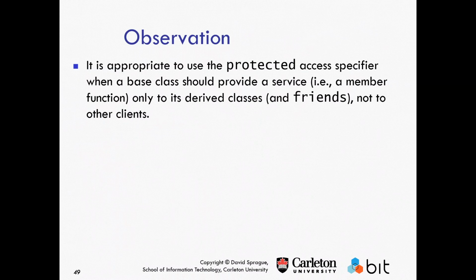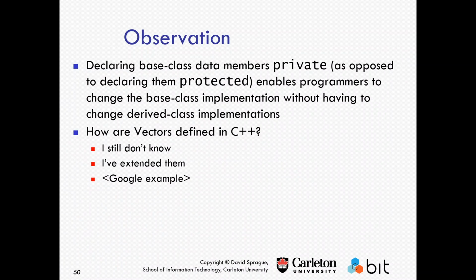It is appropriate to use protected access specifiers when a base class should provide a service, and not provide it to other people. So protected is when you're providing some kind of service and you don't want everyone having access to how things are implemented. Go ahead and use protected. That's the appropriate time. You want private as opposed to protected when it allows programmers to change the base class without having to worry about what other people are doing.